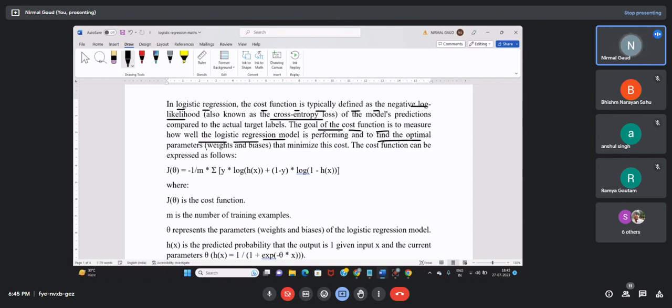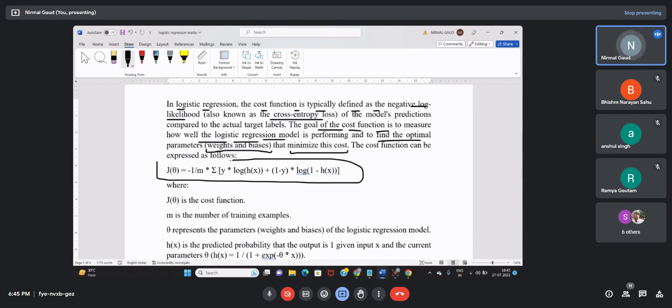That means we need to adjust the weight and bias in such a way that it will result in the minimum of the cost. This thing we have also seen in linear regression. We adjusted the weight and the bias only, and we tried to minimize the cost. Here is the equation for the cost function.